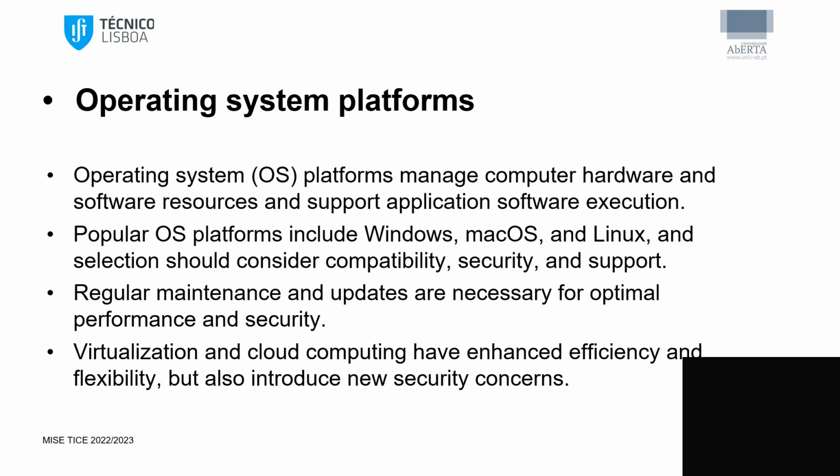Operating system platforms are software systems that manage computer hardware and software resources. They provide a user interface and services to support the execution of application software. Common types of OS platforms include Microsoft Windows, Apple macOS, and various flavors of Linux. Selection of an OS platform should consider compatibility with existing hardware and software, security features, and support options. OS platforms must be regularly updated and maintained with patches and security fixes.